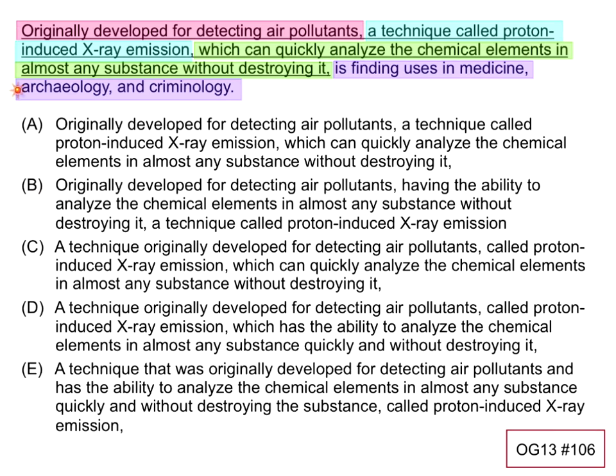In general, sometimes you're going to read your original sentence and think, I don't know, it seems okay to me. Then just go to the next one and read it and see what the differences are, and that will give you an idea of what to start thinking about. Let me change my color back to green, since this is what we're doing. In B, it changes the which can quickly analyze to "having the ability to analyze." In C, I'm back to which can quickly analyze, "which has the ability to analyze." And wow, E really changes some things up. I'll come back to E in a minute.